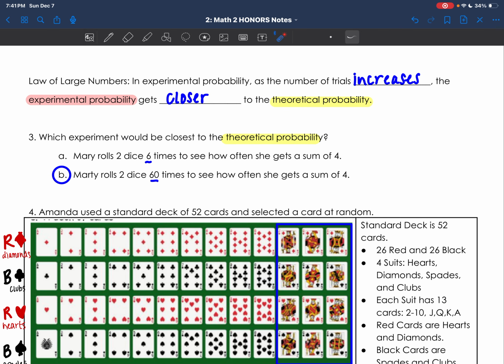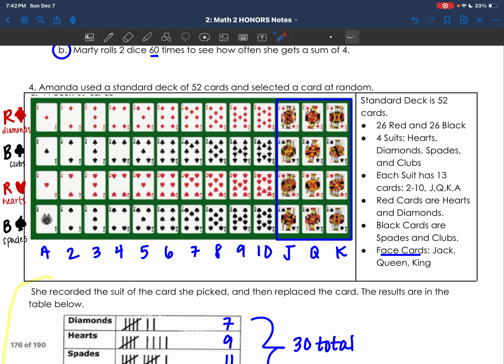All right. So now it says the law of large numbers. Basically, in experimental probability, the more you conduct a trial, the closer the experimental probability gets to what should happen, which is your theoretical probability. So, which experiment would be closest to the theoretical probability? Mary rolls the dice 6 times to see how often she gets the sum of 4, or Marty rolls the dice 60 times to see how often she gets a sum of 4. Well, since this is a bigger number, we're going to get closer to theoretical, option B.